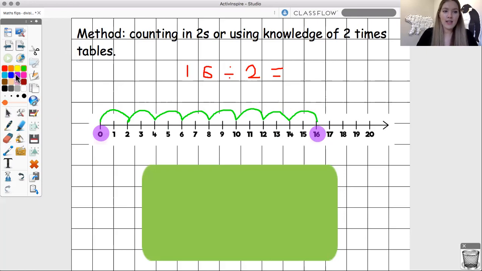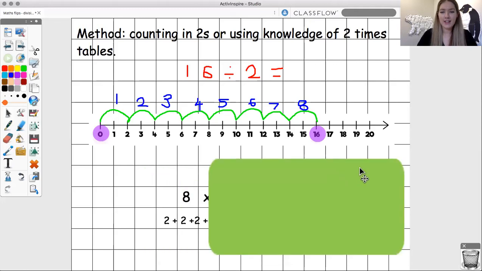So now we need to count how many jumps of 2 have we made. 1, 2, 3, 4, 5, 6, 7, 8 jumps of 2. Now that you know this, what do you think the multiplication number sentence might be? Tell someone at home and pop me on pause.